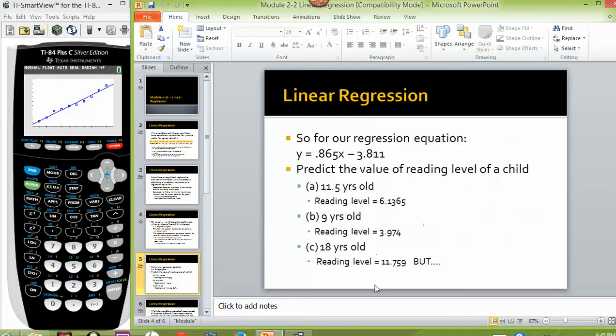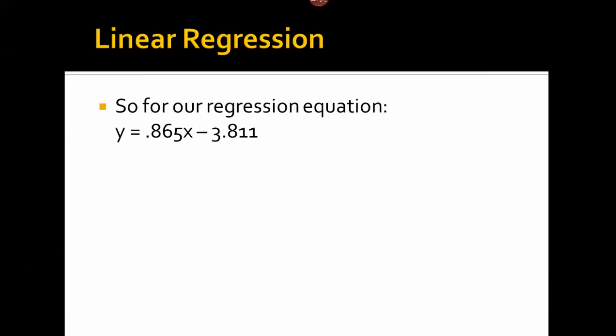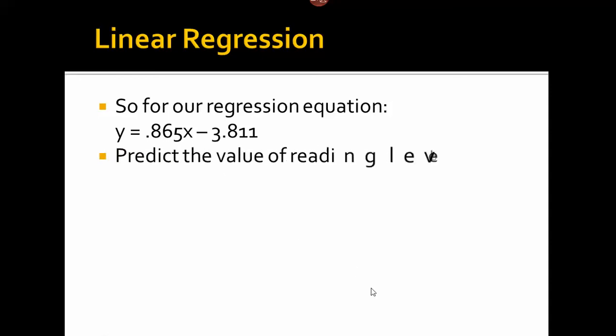All right, we're going to go on to the next slide here. So for our regression equation, let's predict the value of reading level of a child that's 11.5 years old. I want you to put that into your calculator and predict it. Pause the video while you do that. Again, age is our x, so we're putting it in for x here, and then we're just doing the math. We're going 0.865 times that value minus 3.811 to get a result.